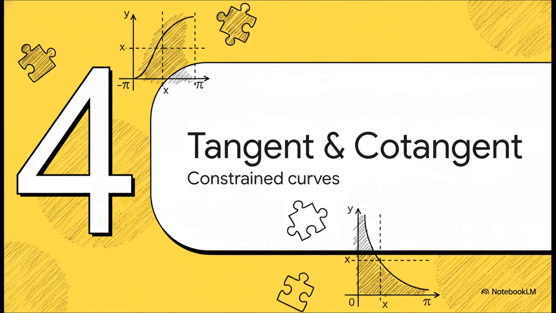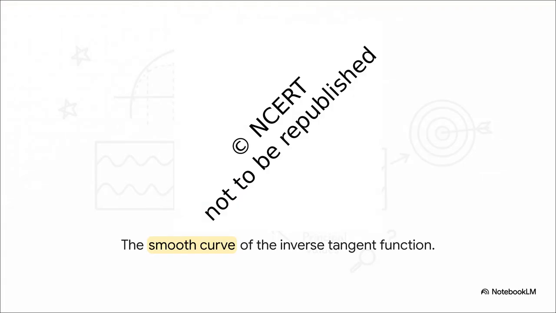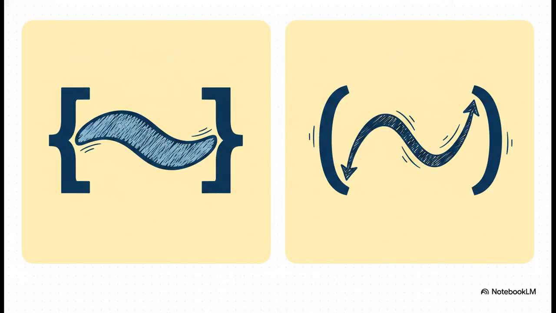Section 4. Tangent and cotangent, constrained curves. The inverse tangent function forms this incredibly smooth, constrained curve, while the original tangent function features all these repeating vertical curves squeezed between asymptotes. Reflecting that across the line y equals x causes the inverse tangent function to elegantly flatten out, trapped perfectly between horizontal boundaries. It stretches on forever from negative infinity to positive infinity along the x-axis, but it never escapes its vertical limits on the y-axis.